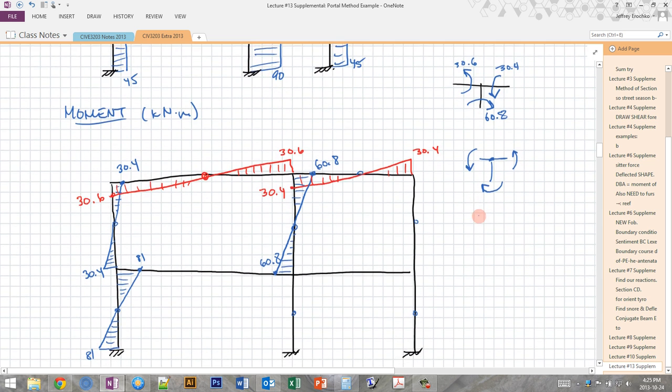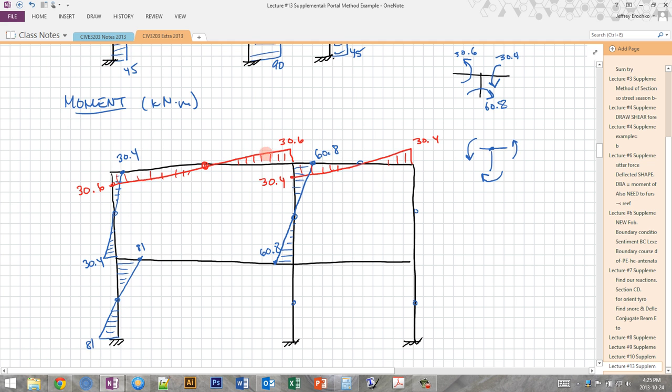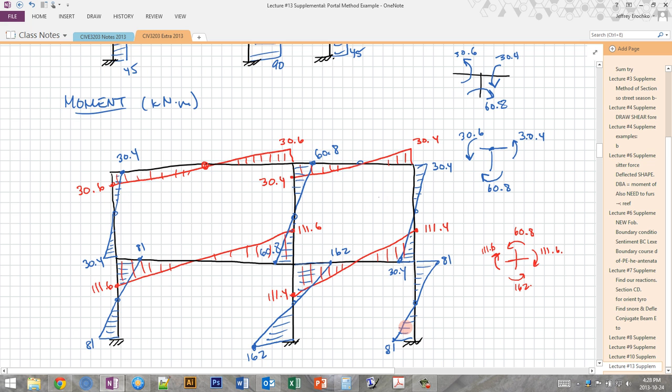Okay, good. So that's the equilibrium about this joint here, in case something weird happened with the video and I missed that. So this was 30.6, this is 30.4, and this is 60.8. So this is just another check that all of these moments do indeed add up properly, and the sum of all the moments about each joint should be 0. So let's draw the rest of the moments in here. Okay, and we end up getting all of these moments shown here.